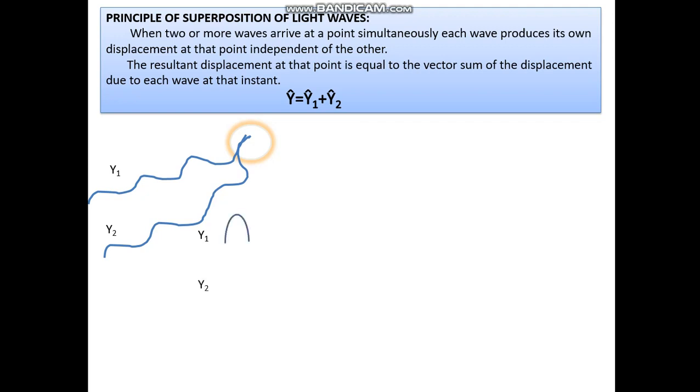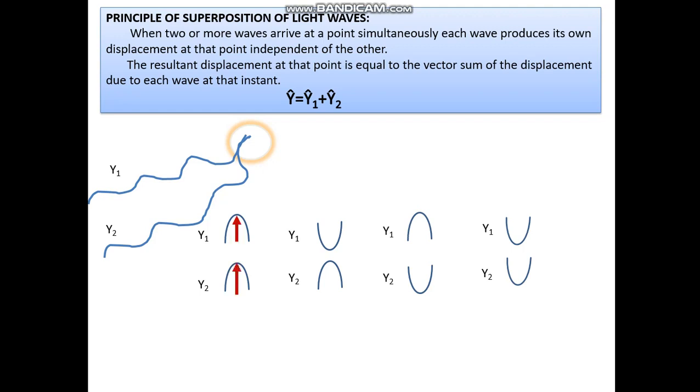If y1 and y2 are the amplitudes of each wave, either crest and crest can come together, or a trough and a crest, or a crest and a trough, or a trough and a trough at that point. The amplitudes are as shown. So in the first one, crest and crest gives you y1 plus y2. One trough and one crest gives you minus y1 plus y2. The crest and the trough gives plus y1 minus y2. And trough and the trough gives minus y1 minus y2.